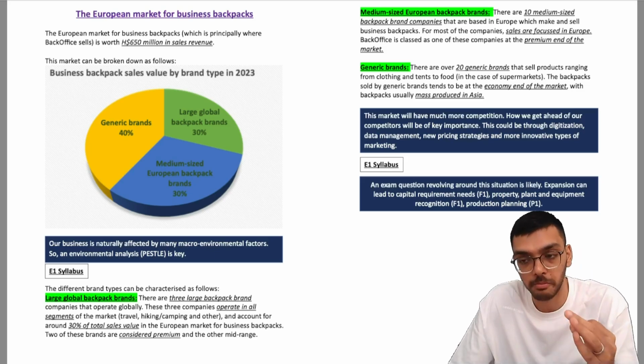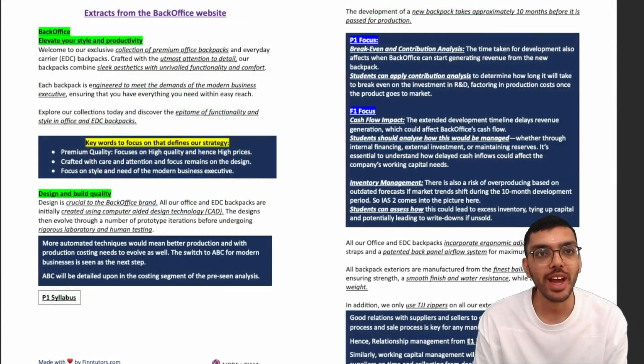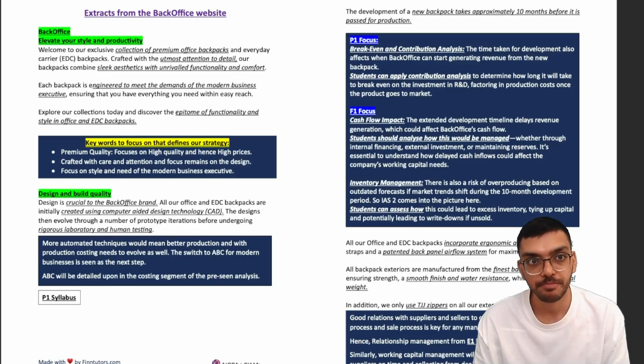Next, we're going on to extracts from the BackOffice website.